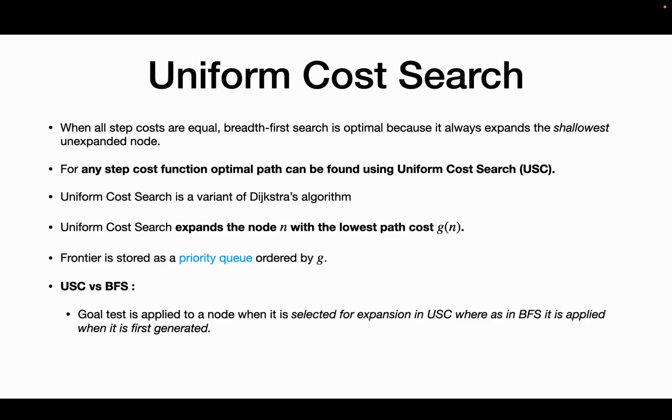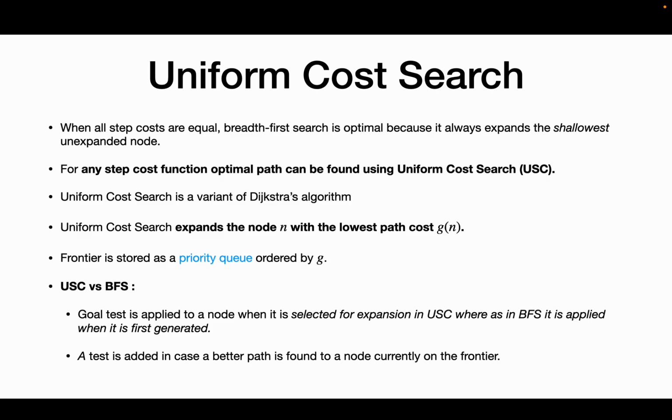In breadth first search, once a child node has been generated, we immediately test if it is a goal node. If it is a goal node, then we close the algorithm and we say that this is the best path which can be reached to the goal node. Whereas in uniform cost search, we don't do the goal test immediately after generation of the child, whereas we do it at some other point. So we'll discuss that in the pseudocode.